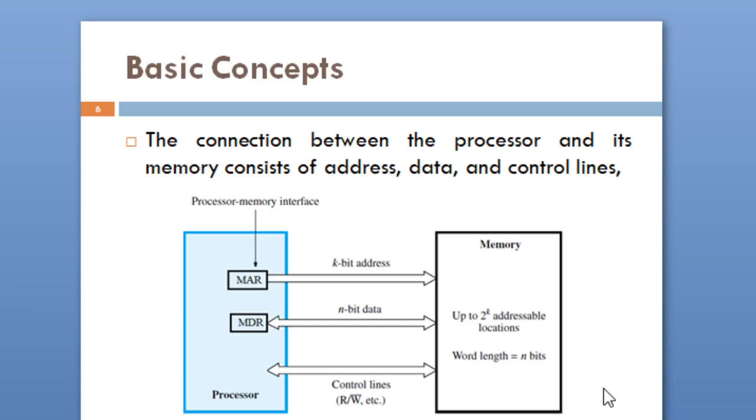The processor writes data into the memory location by loading the address of that particular location into MAR and loading the data into MDR. It indicates that a write operation is involved by setting the read/write line to 0. So that means it is a write operation.